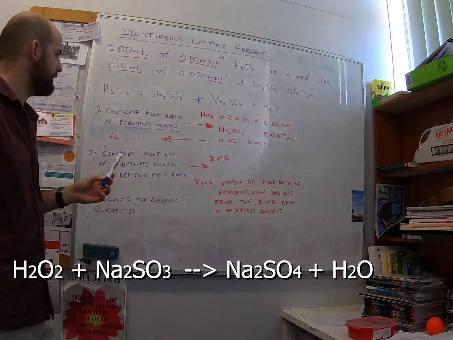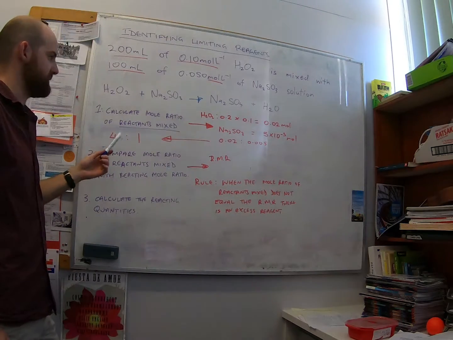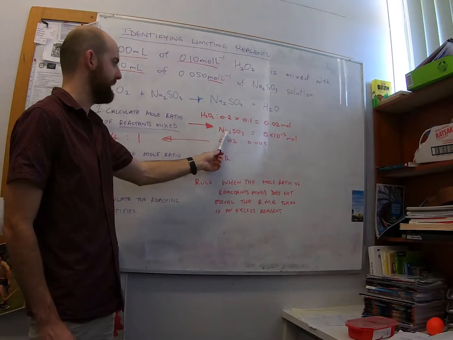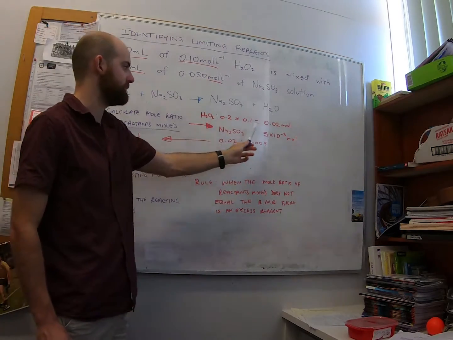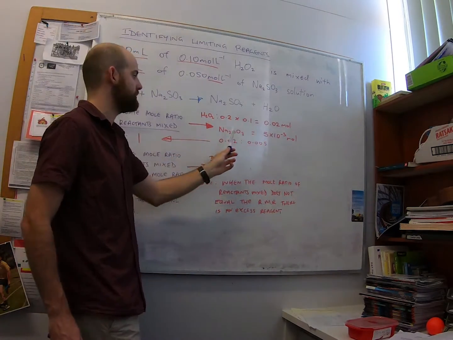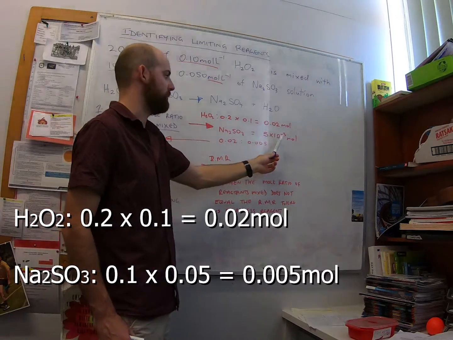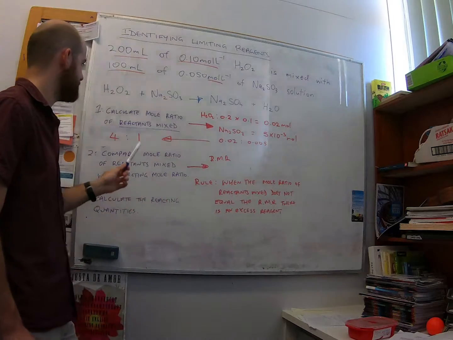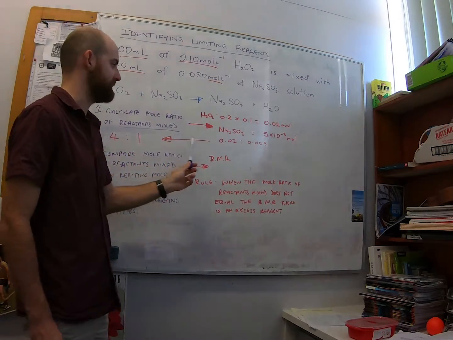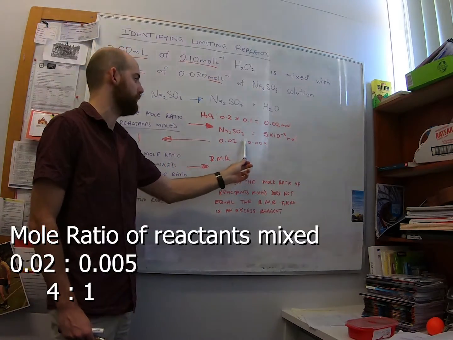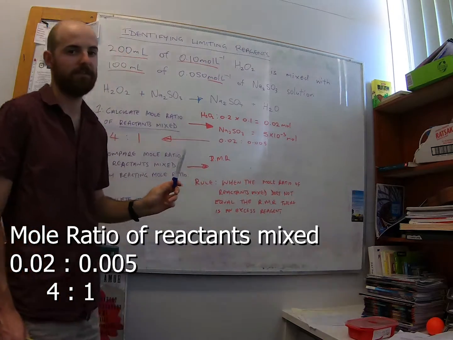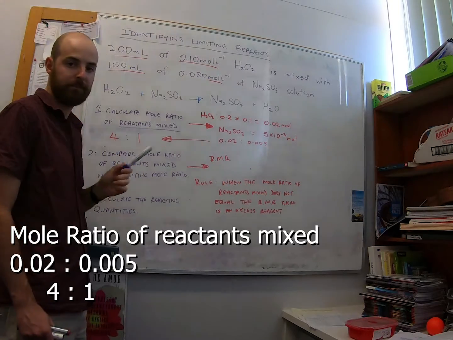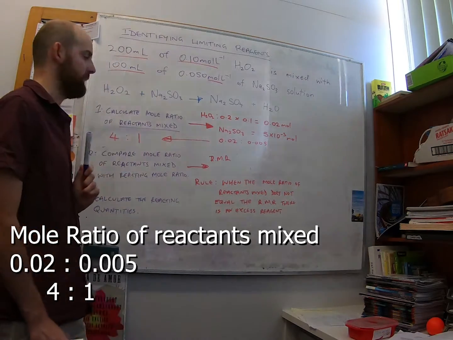And what I've already done, because it's the same as what I went through in the last video, is I've calculated the moles of each of our reactants. Okay, so for hydrogen peroxide we have 0.02 moles. For sodium sulfite we've got 5 by 10 to the negative 3 moles, or 0.005. And what I've done is I've made a mole ratio of these reactants mixed, so 0.02 to 0.005. If you simplify that ratio, it becomes a ratio of 4 to 1. Okay, so that's step 1 done.